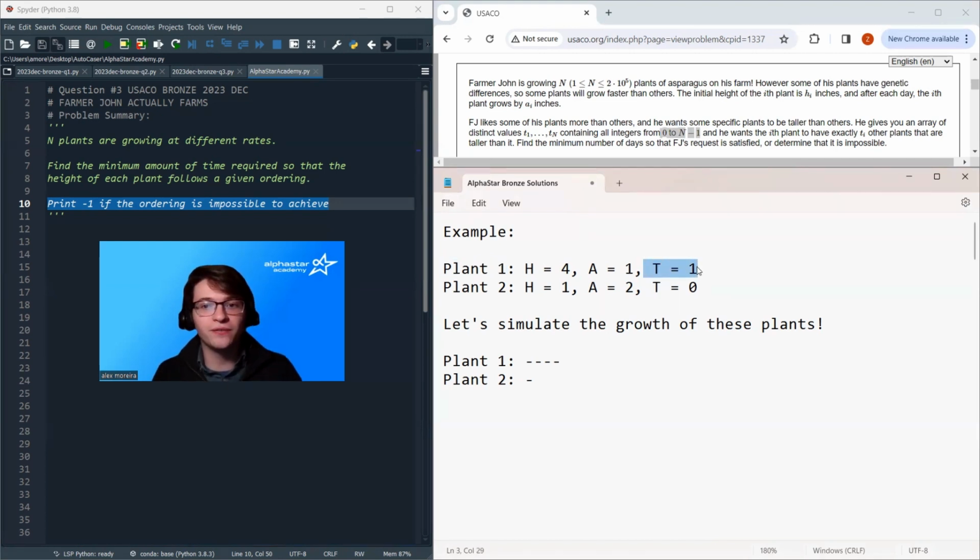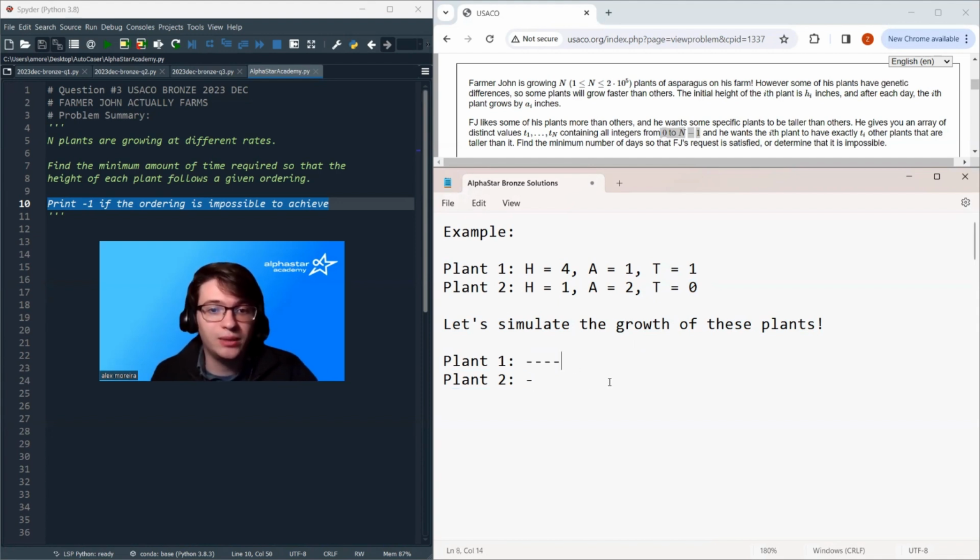So you can convert these T values into this ordering by just considering them in reverse. The plant with the smallest T value is the plant you want to be the tallest. The plant with the largest T value is the plant you want to be the shortest. So we can simulate the growth of these plants and figure out how long it takes for plant 2 to finally be taller than plant 1, because plant 2 starts shorter, and our goal is to make it taller. So we want no plants to be taller than plant 2, but currently plant 1 is taller.